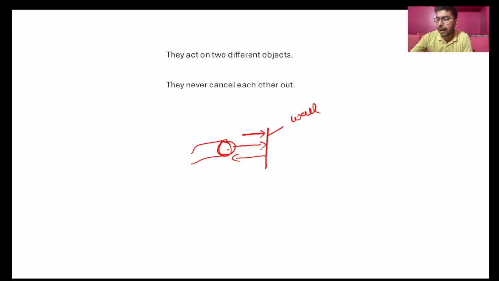Wall, and second is your hand, right? So here what we understood: action works on one object, reaction works on another object. Action and reaction both cannot be on the same object, and that's why they cannot cancel each other. Why? Because for the cancel condition we need forces on the same object, and here action and reaction are coming on two different objects. That's why they cannot cancel each other. Clear?